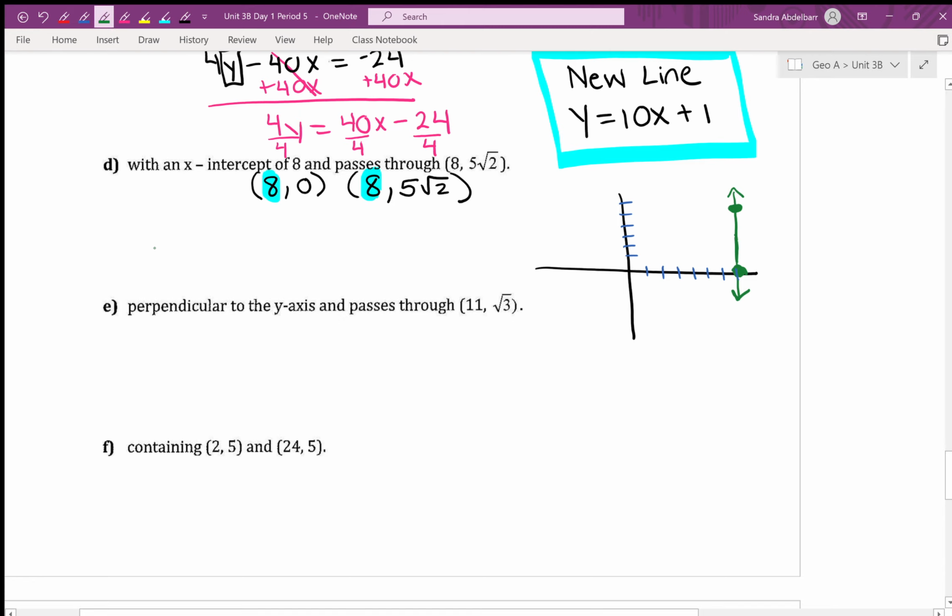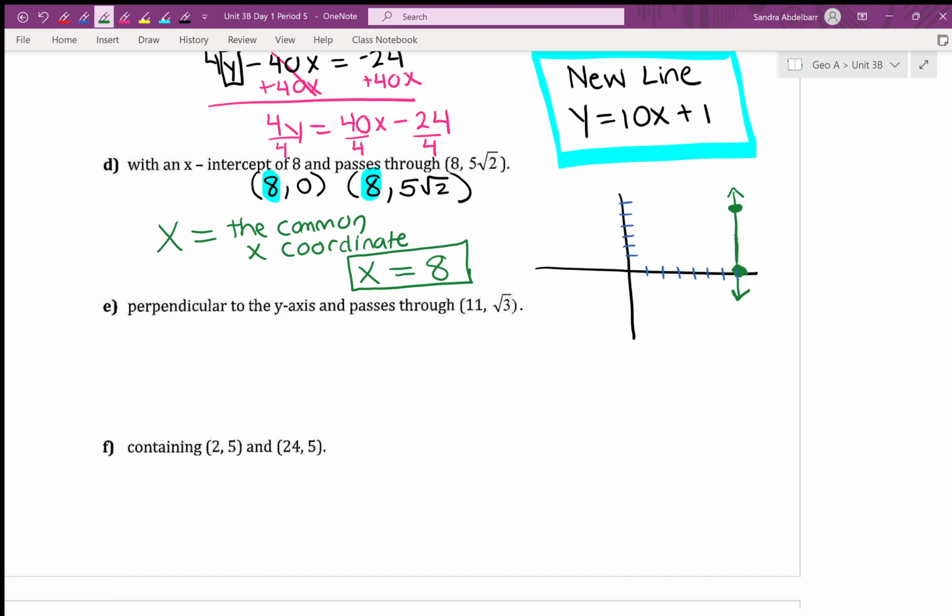All right, we're going to have X equals the common X coordinate. What was the common X coordinate? 8. So what's the equation of this line? X equals 8. That is our vertical line. And how did I know this was going to be a special case? Because of the common 8s.